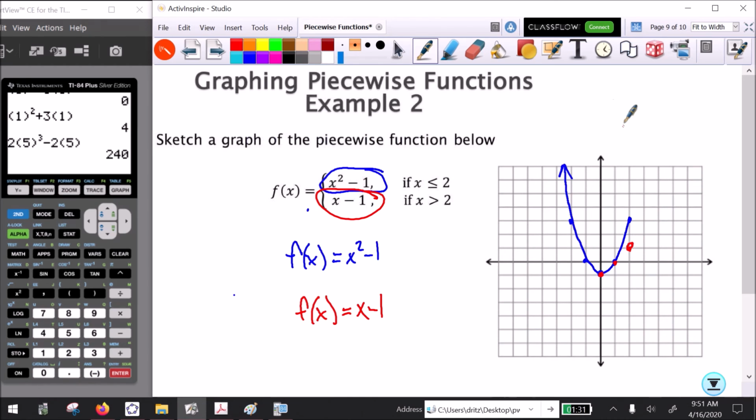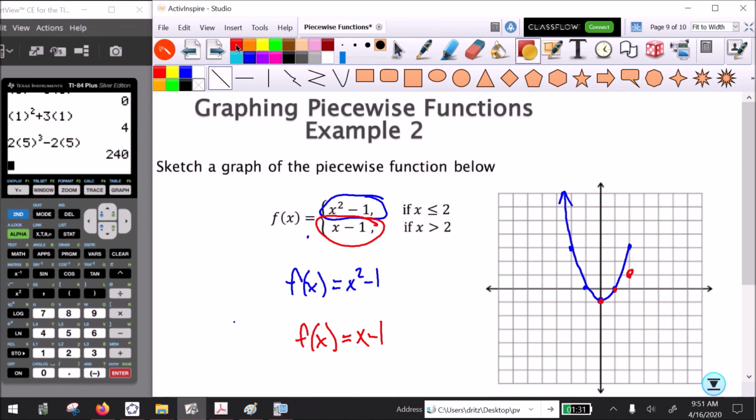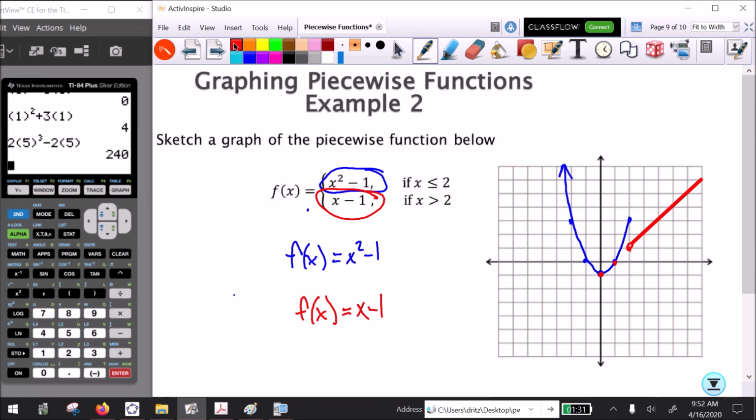Let me try to make that a little cleaner. Up 1 over 1. Alright, I'm going to put some arrows on my graph to indicate that it continues. And that's it. So our graph is defined as this parabola for all x values less than or equal to 2. And it's defined as this straight line here for all x values strictly greater than 2.